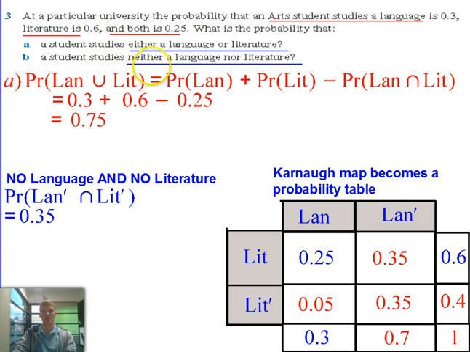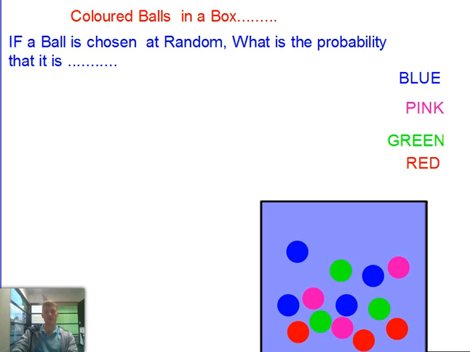Alright, so whenever you see a neither-nor statement about events, that means no event complement and no event complement. Okay, very good. So that's how we use our Karnaugh map to solve some worded problems involving intersects.